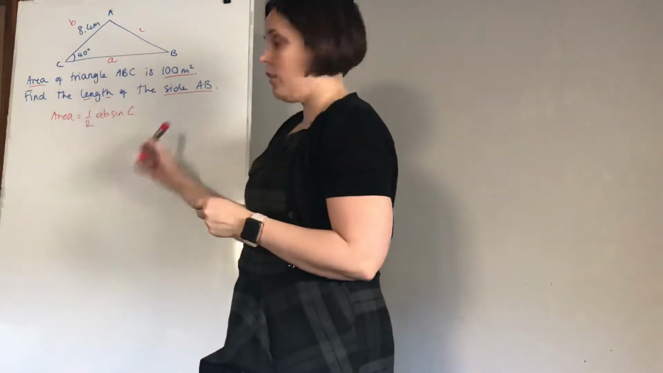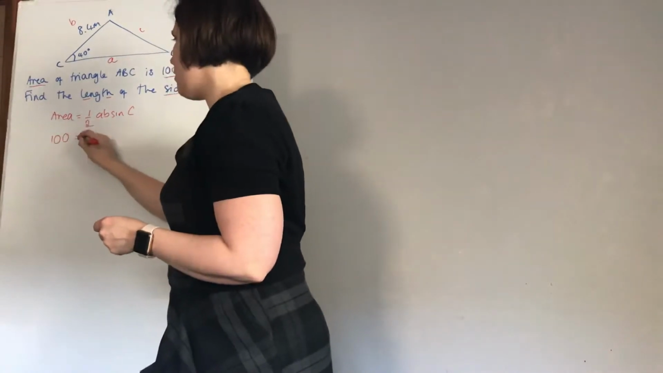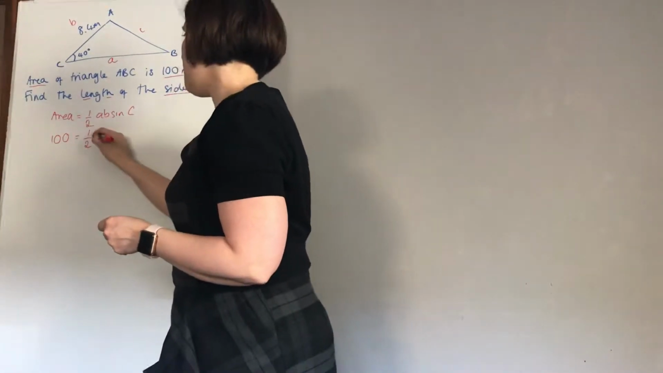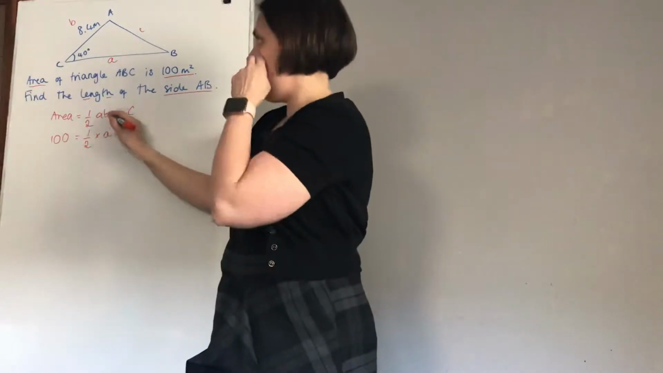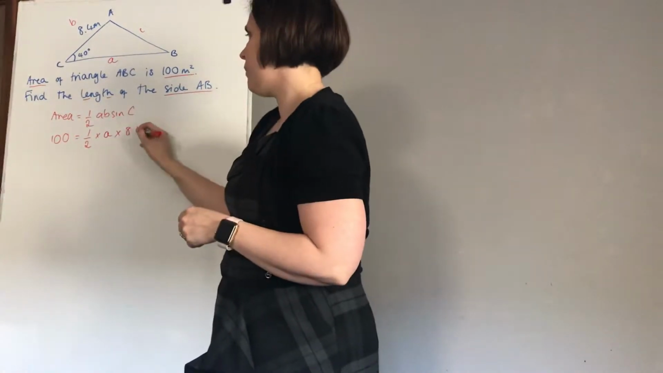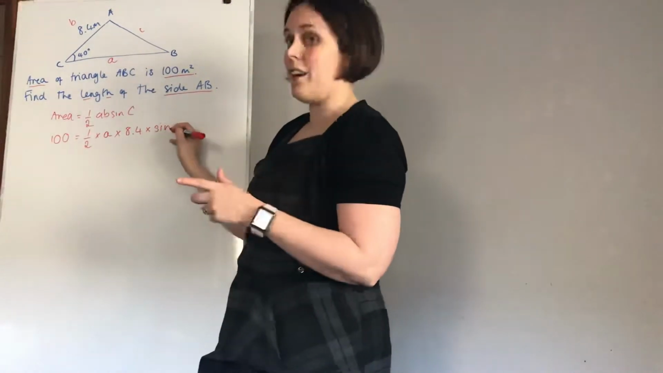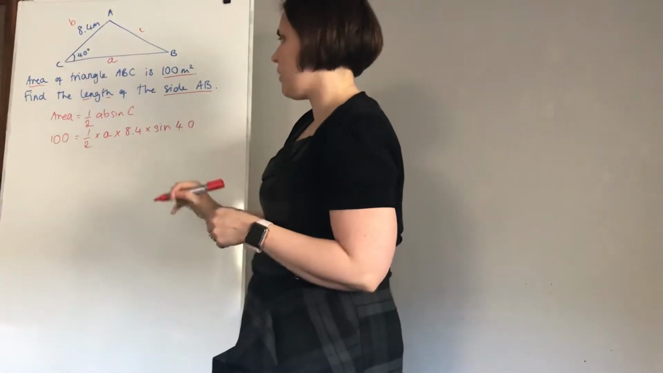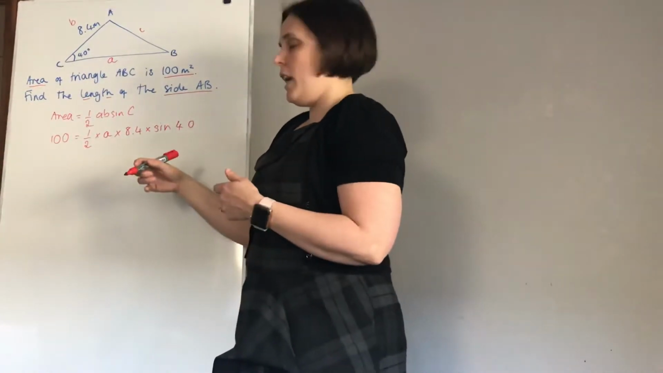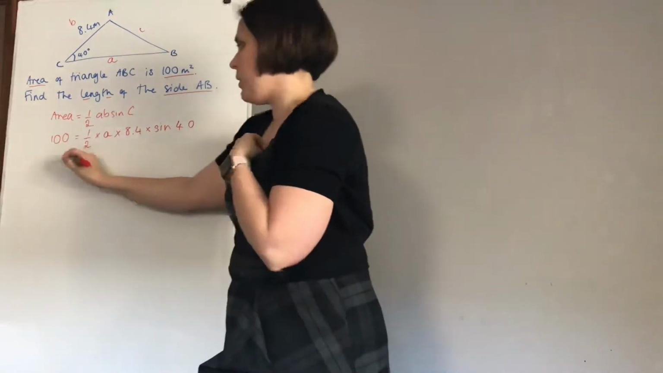So we're just going to fill in the formula first of all. So we get here 100 is equal to a half times, now we don't know a, so just write the letter, b is 8.4, and sine, you must remember the sine, don't forget it, C, which is 40 degrees, okay? Now, all you have to do now is basically rearrange this to work it out.